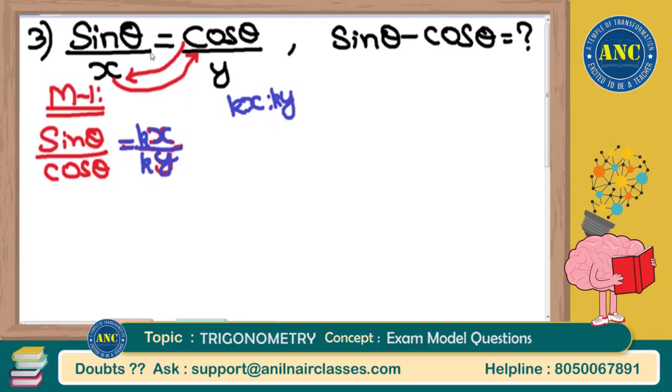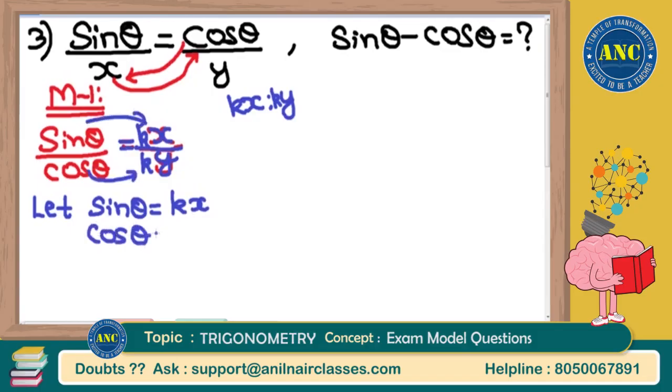Now if I use this logic, I compare numerator with numerator. Let sin theta be equal to kx. Similarly, cos theta is equal to ky. Anyway, I do not have a minus sign, so I can equate numerator with numerator, denominator with denominator.